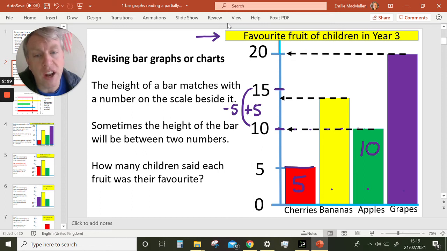So if we imagine 5, it's 5. Okay, so 10, 11, 12, 13, 14. Right. 14. When it's between numbers, we've got to work out how big the increment is and then think approximately where is each of those marks. Okay, and for the grapes, well, I can read across there, 20 children said grapes.